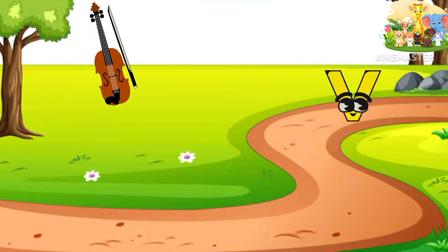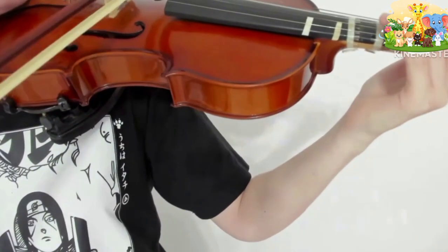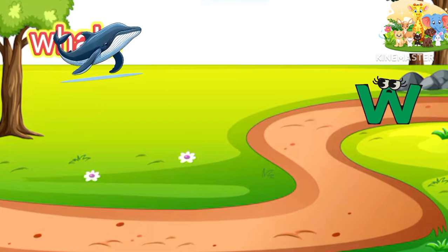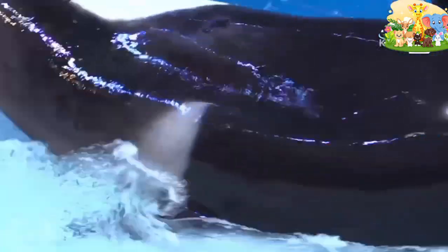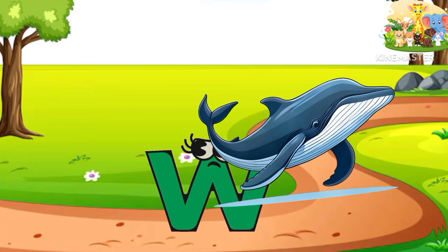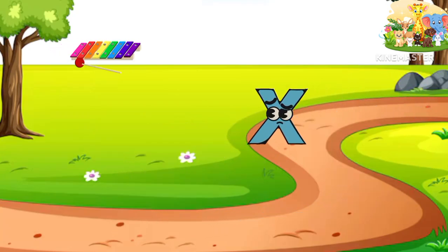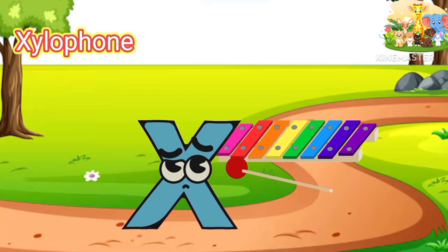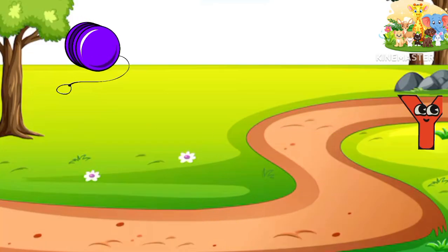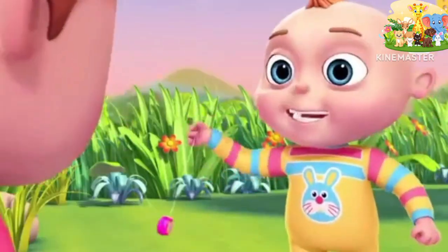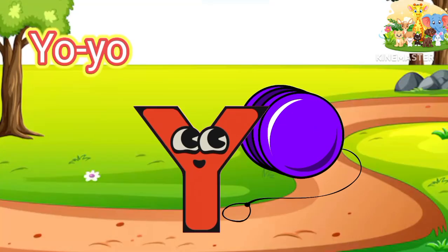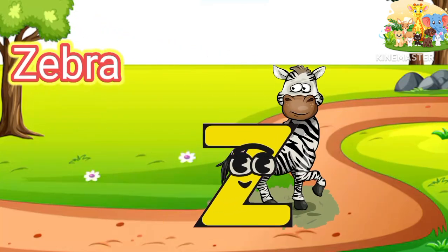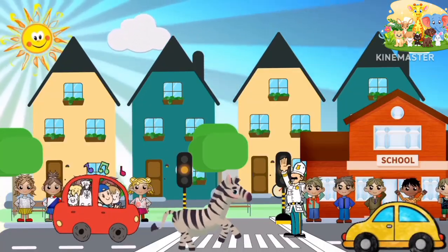V is for violin, violin. W is for whale, whale. X is for xylophone, xylophone. X, xylophone. Y is for yo-yo, yo-yo. Y, yo-yo. Z is for zebra, zebra. Z, zebra.